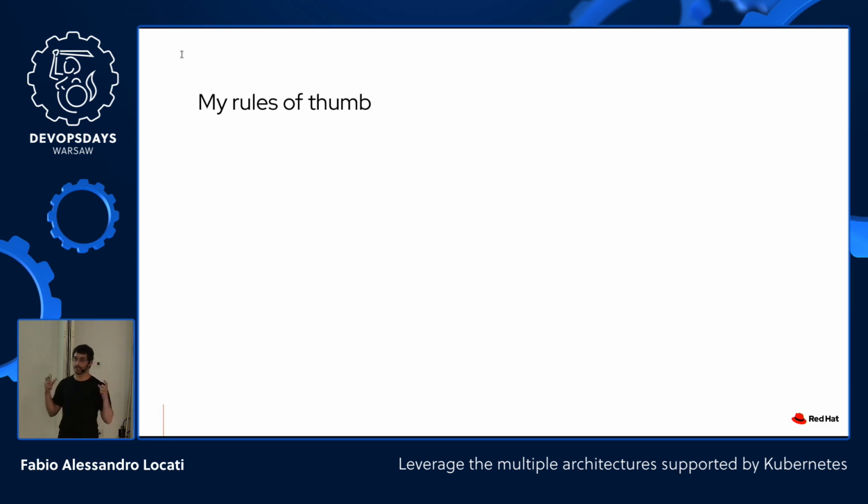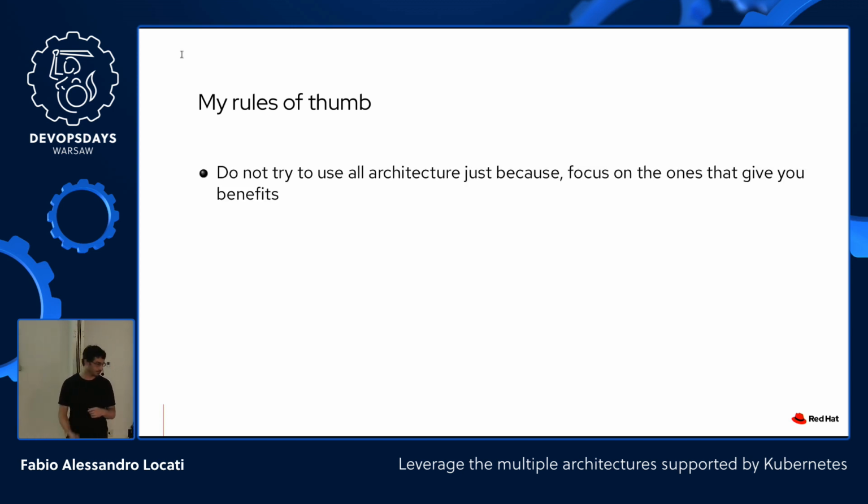So I think architectures work in the same way, which is I might want to have a default, but for specific workloads, I want to think if that is still the best option for me. First of all, obviously, don't try to use all of the available architectures just because they are there. The fact that there is something does not mean that you should be using it. You should be using it only if you need it.